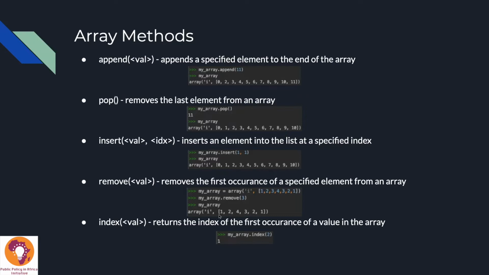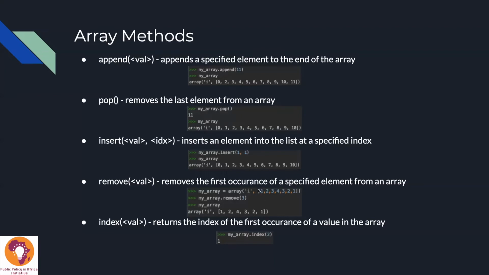So this is my array now. It has 1 2 4 3 2 1 here. And I'm calling the index method on my array using dot notation. So my array dot index, and I'm passing in to the parentheses as my argument the value 2. And basically what I'm asking here is what index is the value 2 at in my array, and that returns 1 because remember 0 indexing.